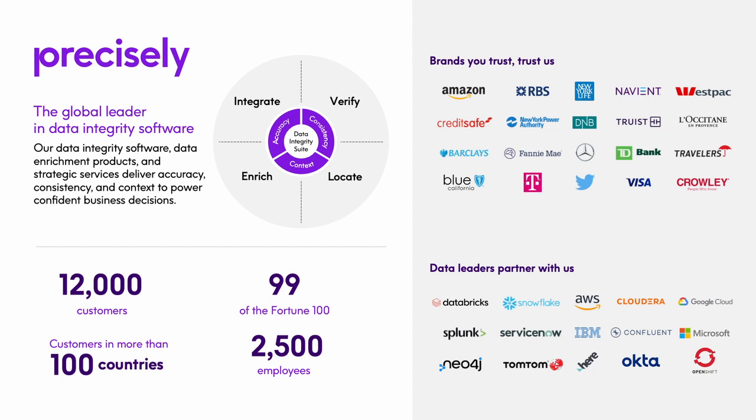As I mentioned at the top, Precisely is the leader in data integrity, which means we give you the accurate, consistent, and contextualized data you need to make confident business decisions. That's a critical thing to think about as our business environment becomes more and more complex every day. We do this for about 12,000 customers worldwide in over 100 countries. We are in 99 of the Fortune 100. And on any given day, we've got about 2,500 employees.